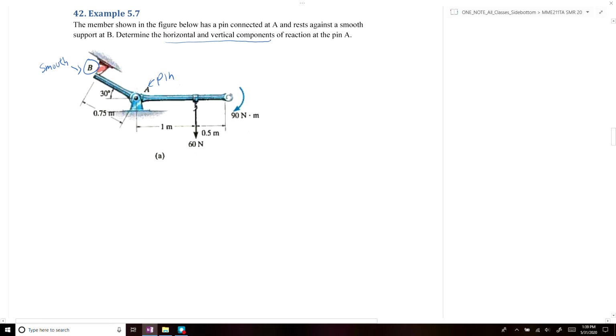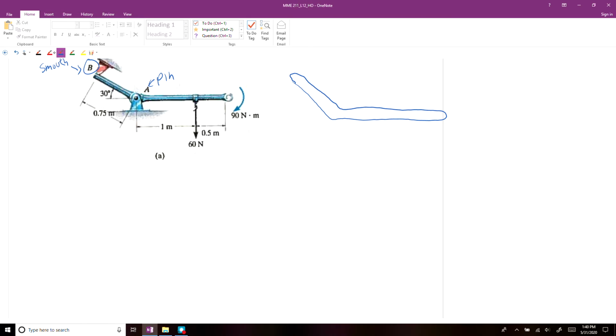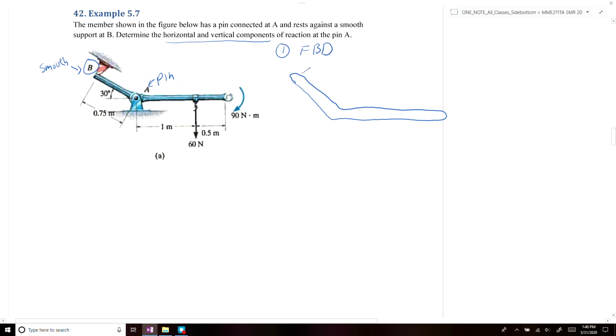The first thing we're going to do is draw our free body diagram. In this case, we're going to draw the outline shape of the rigid body, and it looks something like this. When we draw our outline shape, we can label the points on the body, and we can label any critical dimensions that we need.